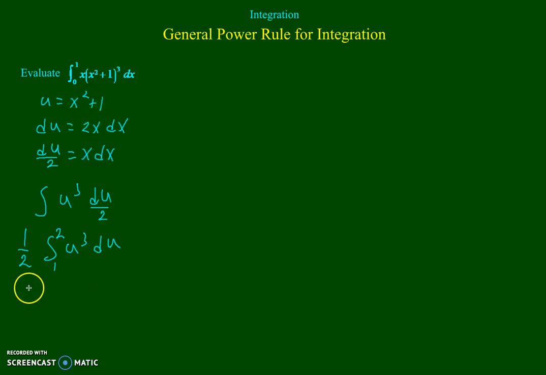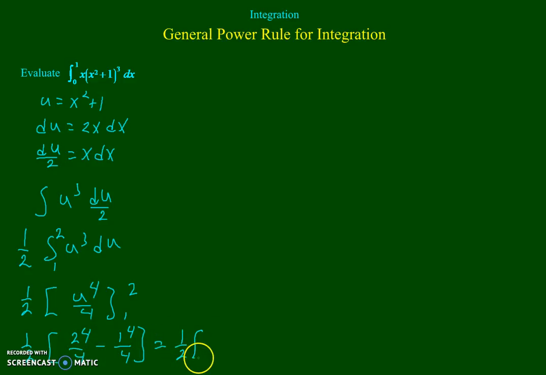So let's evaluate. 1/2, this is u to the fourth over 4, evaluated from 1 to 2. So this gives us 1/2 times 2 to the fourth over 4 minus 1 to the fourth over 4. This is 16 divided by 4, so this is 1/2 times 4 minus 1/4. Which, after we simplify the fractions, we get 15/8.